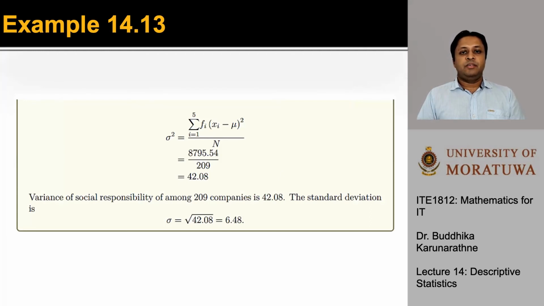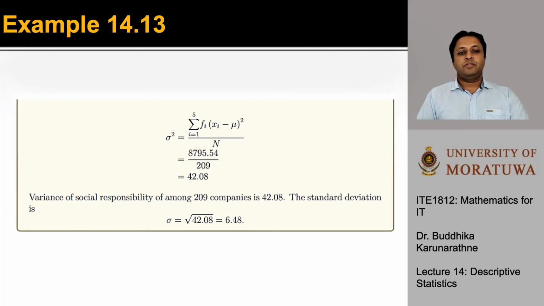then you can substitute in the equation for the population variance. So you have all the f values, which are the corresponding frequencies, and you have the xi values, and you have the population mean calculated in the previous step. You get all the xi minus mu squared times fi values as the numerator, and that value is 8,795.4 divided by the total population count, which is 209, and it gives you the variance as 42.08. The population variance is 42.08.